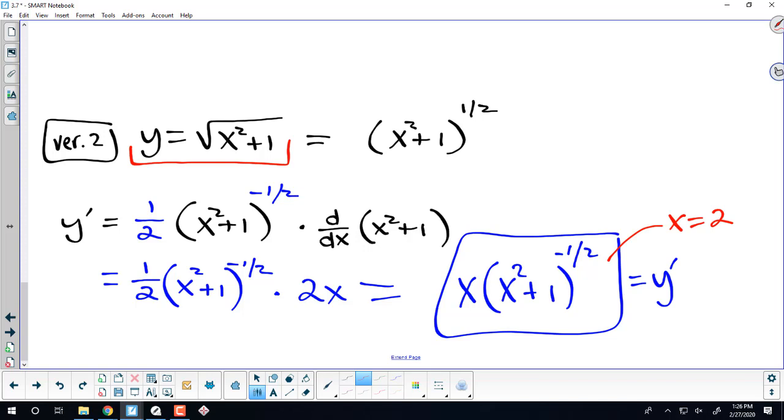A lot of times we're just focused on finding the derivative, but the context of the derivative doesn't change. It's still the slope of the tangent line at any point on the original graph. It's still the instantaneous rate of change at any point on the graph.